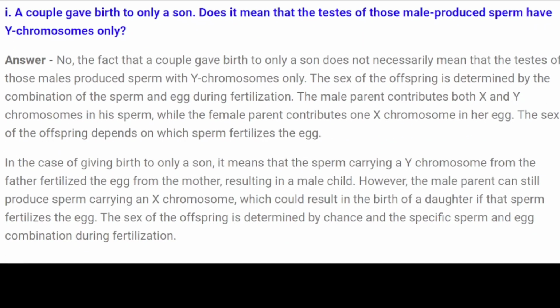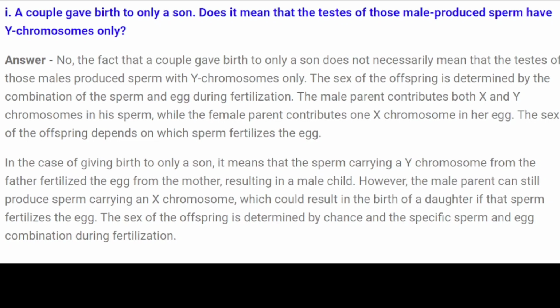The sex of the offspring is determined by the combination of the sperm and egg during fertilization. The male parent contributes both X and Y chromosomes in his sperm, while the female parent contributes one X chromosome in her egg. The sex of the offspring depends on which sperm fertilizes the egg.